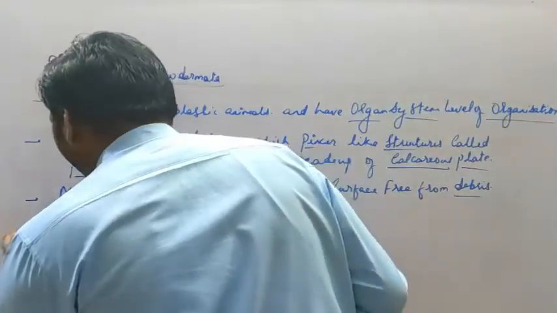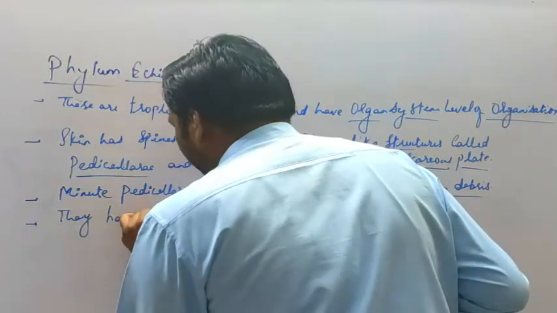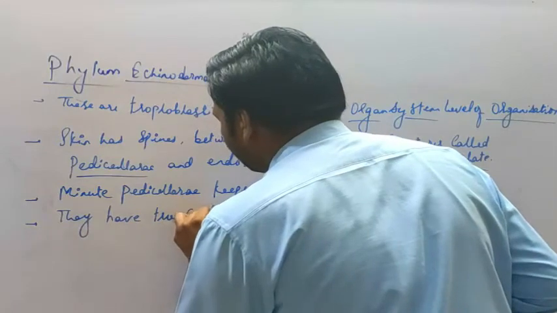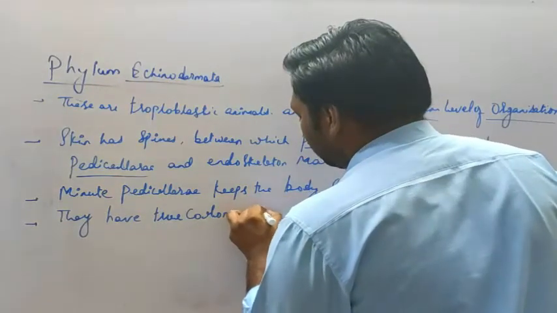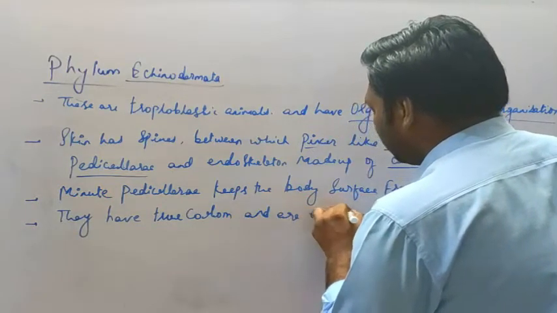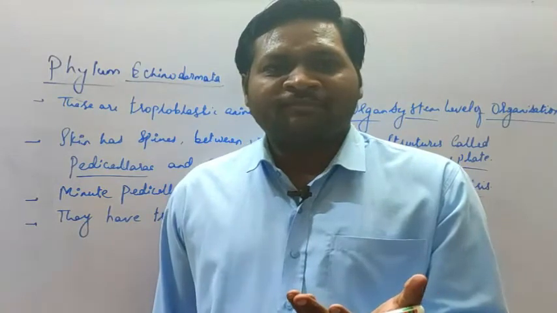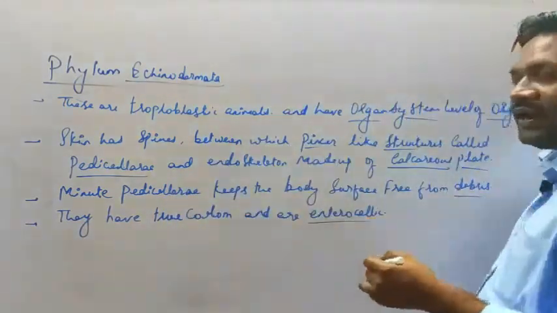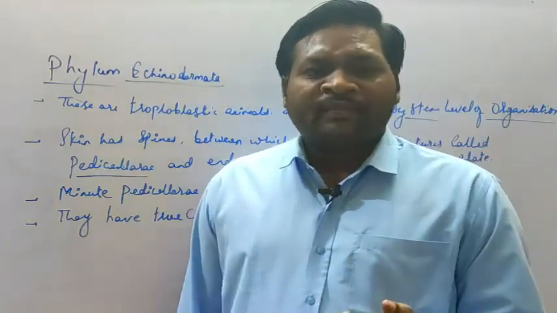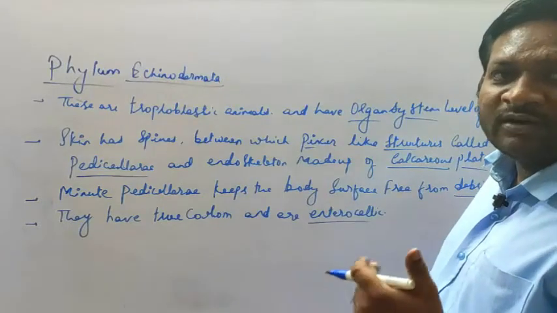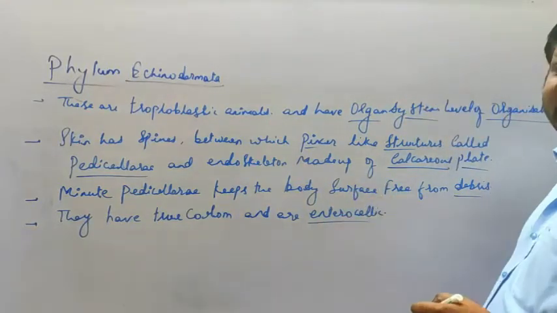The next, they have true body cavity, okay, true coelom, and are enterocoelic. Okay, so what is meant by enterocoelic? See, in the very beginning while discussing the body cavity, we have discussed it, okay, schizocoele and the enterocoele. So enterocoele is that where the body is developed from the blastula, okay, then blastula will develop into the germinal layers, okay, and there will be formation of the, we have two different terms over here. Okay, if the mouth part is formed first, if the anus part is formed first. Okay, so in such a way the development takes place in case of these animals.